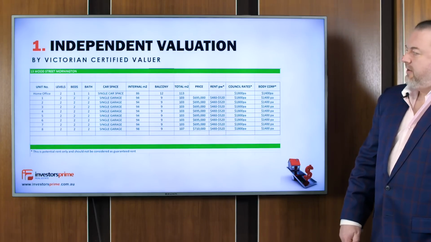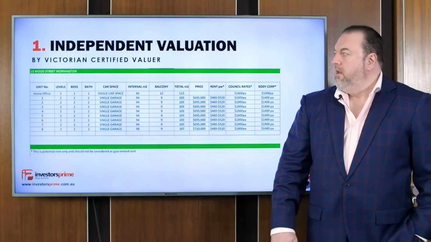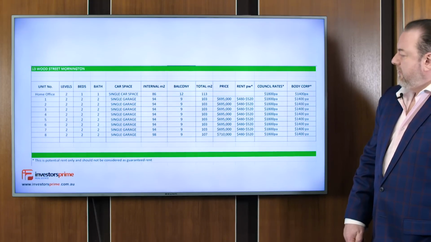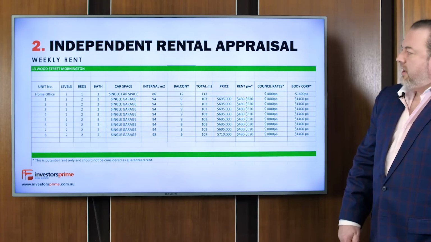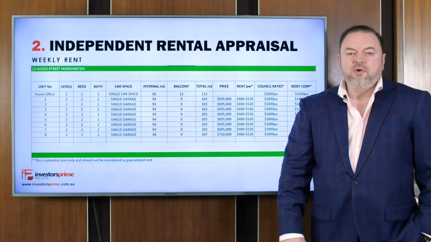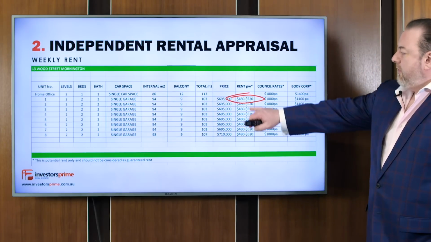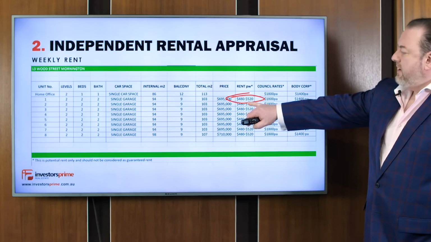So you have to have an independent valuation. Obviously, when you sell the property, you have a valuation done by the bank, so you know it's $695,000. Then you've got to get an independent rental appraisal, which we have in this instance. So that's the rental estimate per week, 480 to 520.